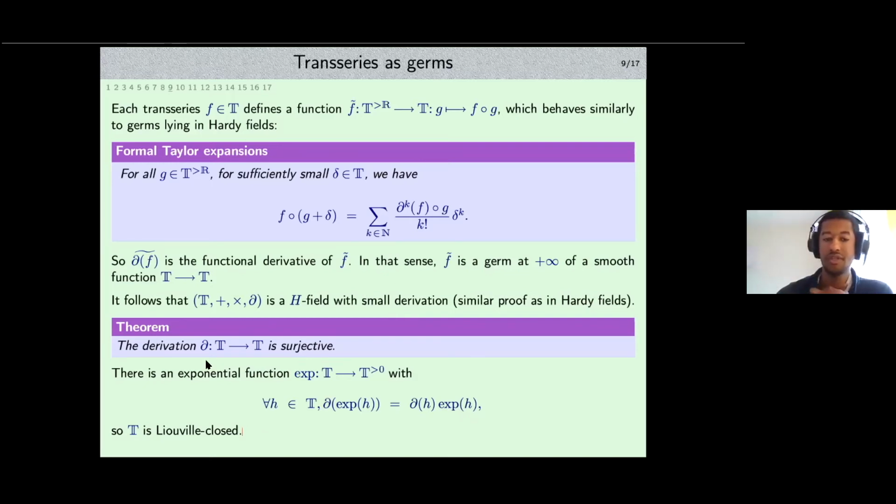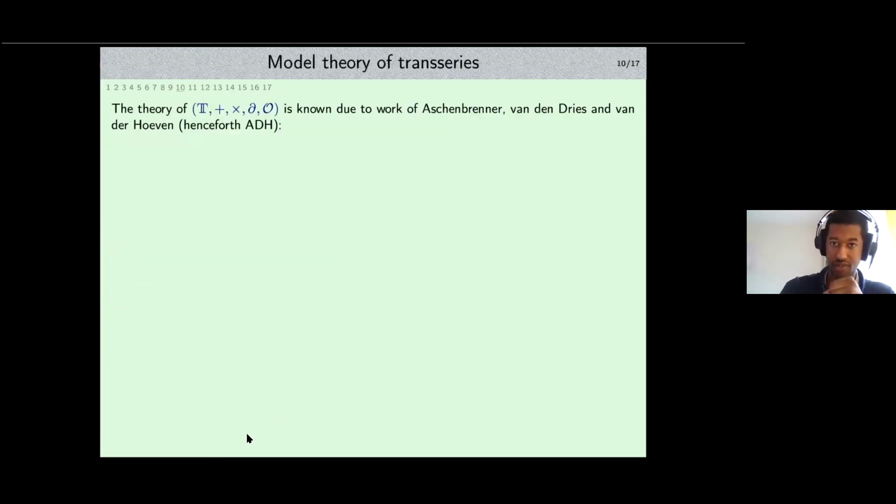Yeah, and so since you have a surjective derivation, which means that you have integrals, and you also have an exponential, this allows you to solve the equations for UV closure. And so you can obtain that this field is UV closed. So to conclude on the properties of transseries, the model theory as a valued differential field is known. So this is work of Aschenbrenner, van den Dries, and van der Hoeven, which I will just call ADH in a second.